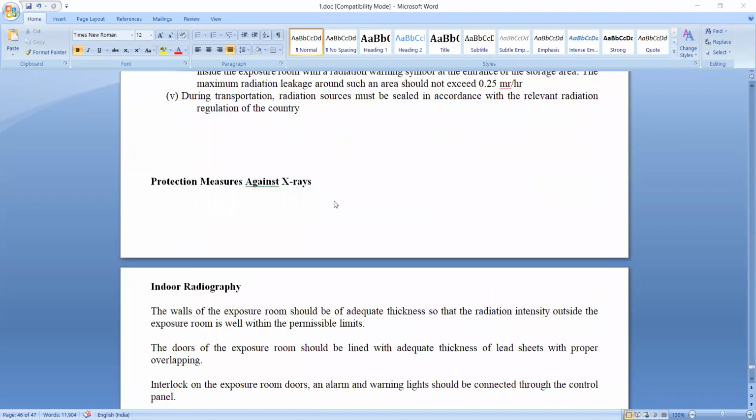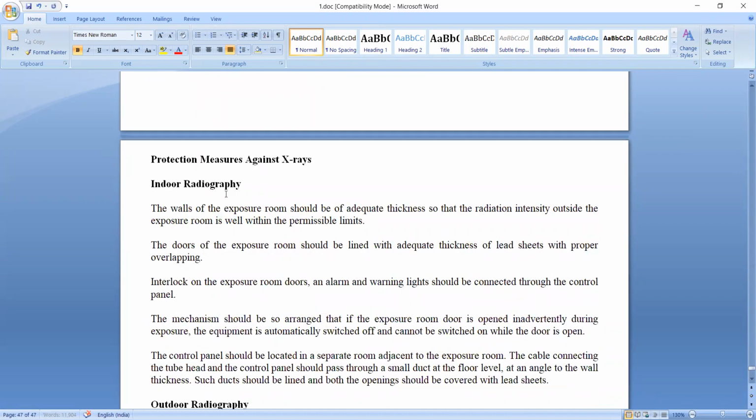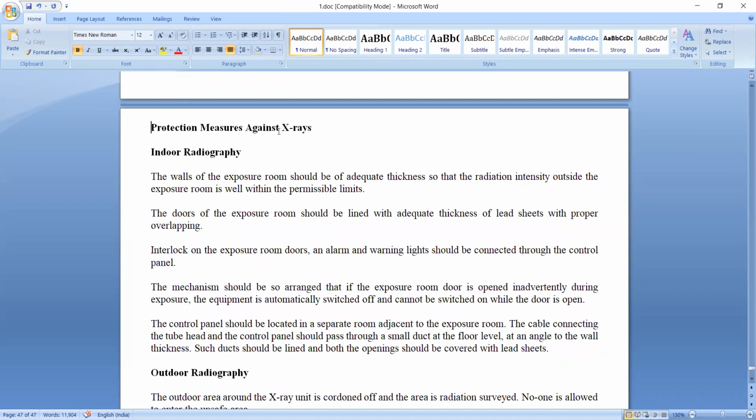Next one is protection from the X-ray equipment. Okay, here, what are the protection measures for X-ray? Here we have two types of radiography for X-ray. One is indoor radiography, the second one is outdoor radiography. Indoor radiography means we are conducting the radiographic technique in a closed room. Then the walls of the exposure room should be adequate, means we have to make the walls with high thickness to avoid the leakage of radiation from that room.